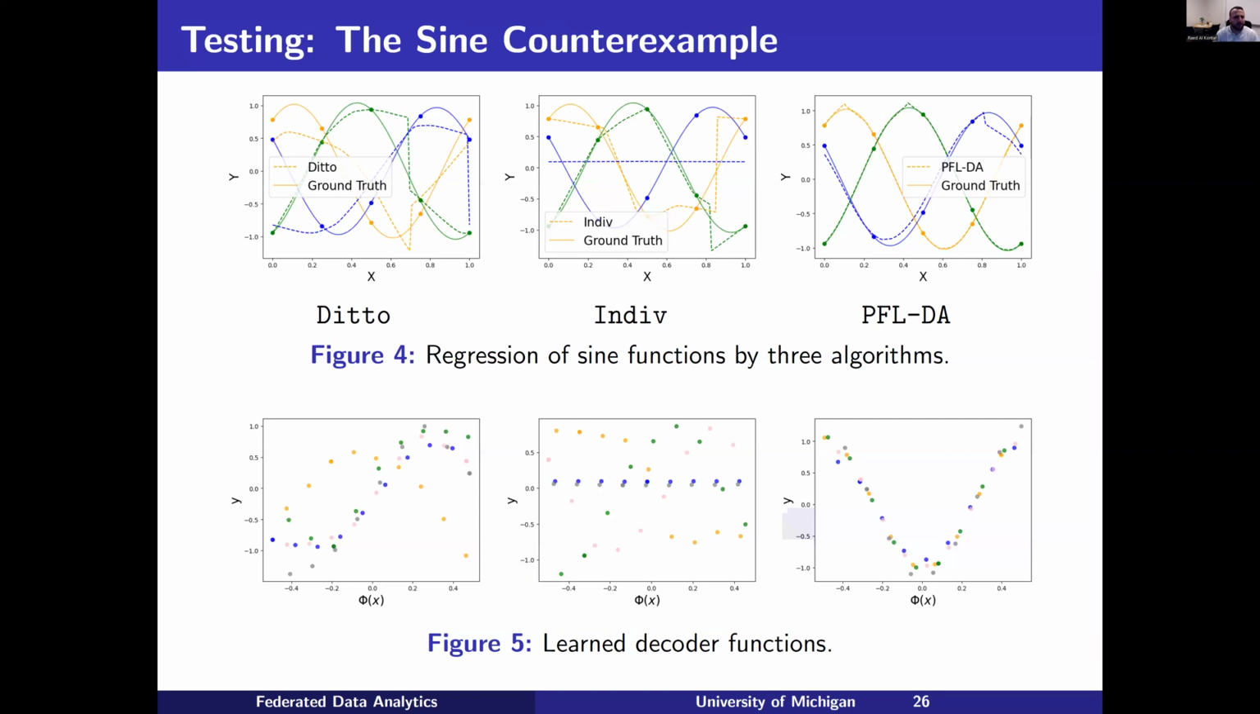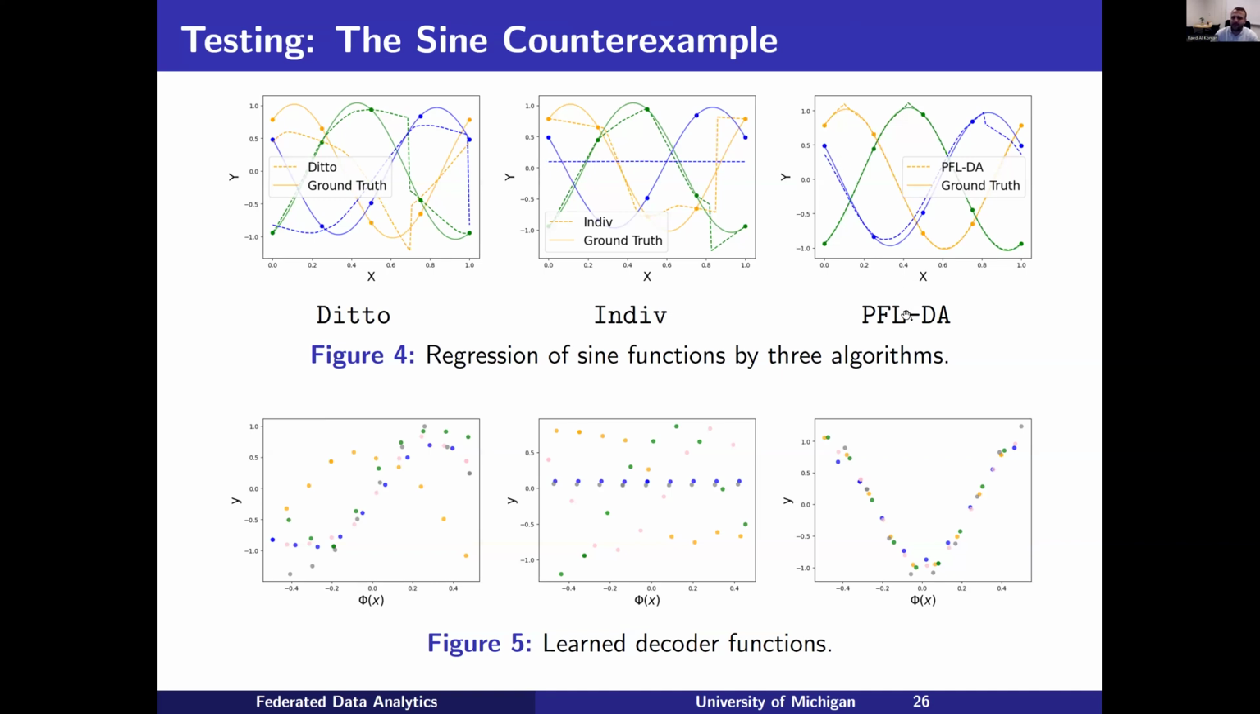This is an example where we have three sine functions, going back to the example that motivated this problem. Each function just has 5 data points, and we use individual learning. You can see, obviously, the individual learning doesn't work well because we have very little data to learn a good enough model. For example, in this situation here, for the blue line, the model just learns a straight line.